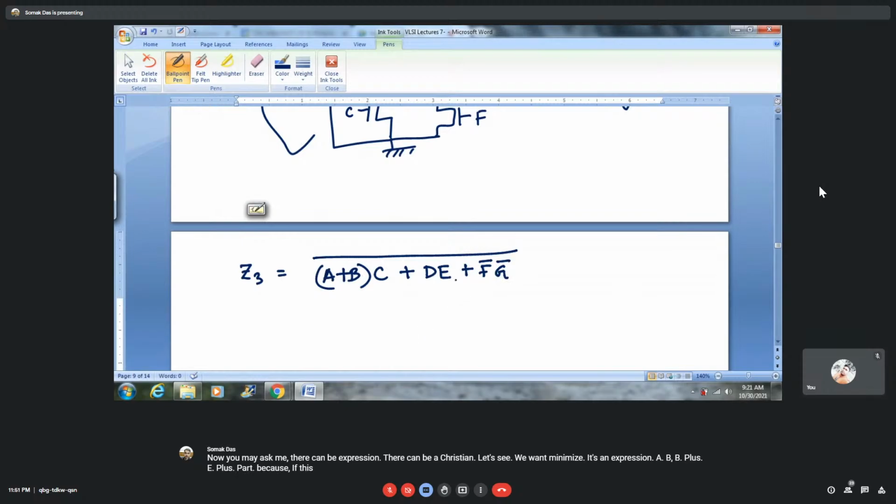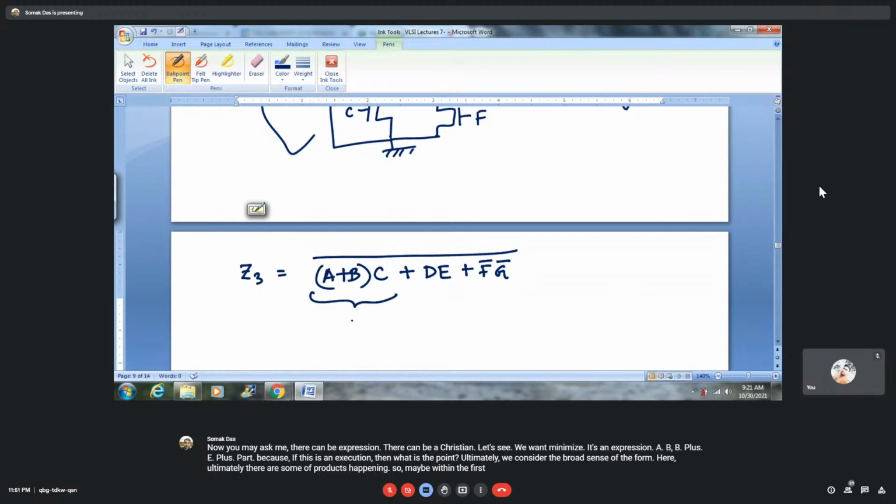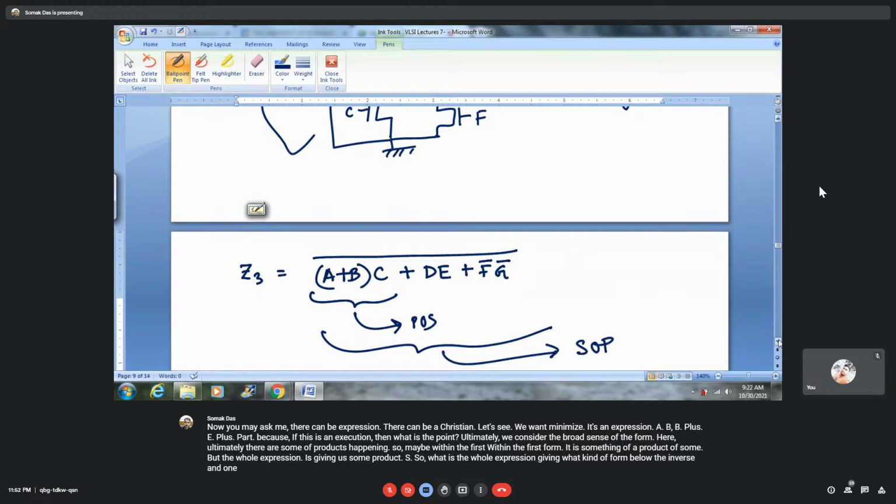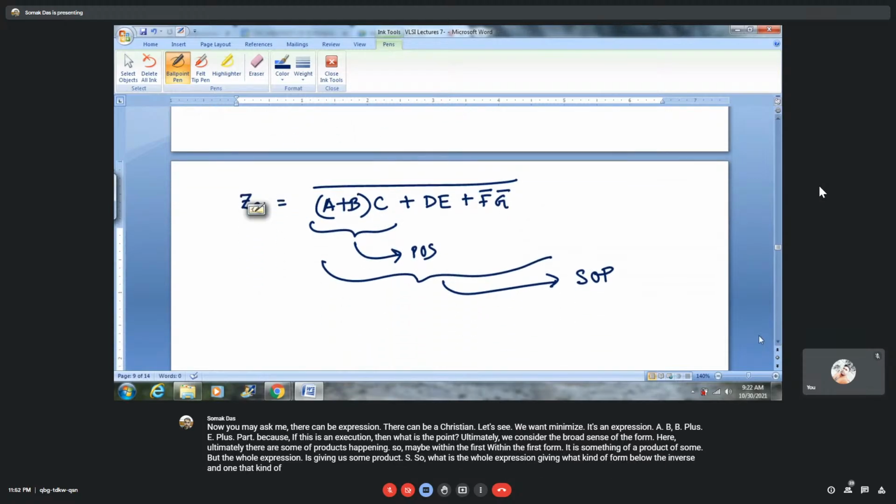If this is an expression, then what is the form? Ultimately, we will consider the broad sense of the form. Here, ultimately, there is a sum of products happening. Within the first form, it is something of a product of sum, but the whole expression is giving a sum of product form. So what kind of form is below the inversion bar? That kind of gate it is representing.